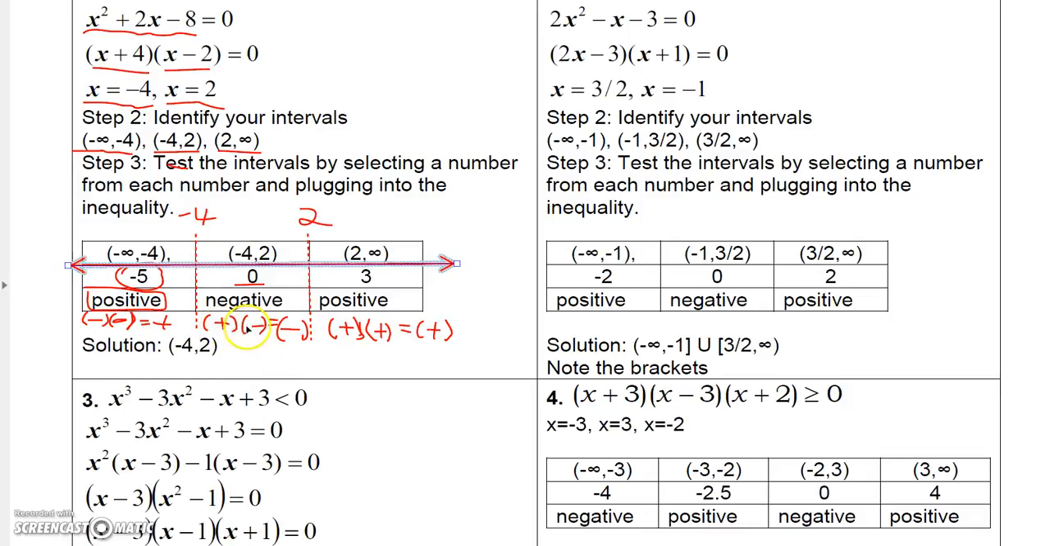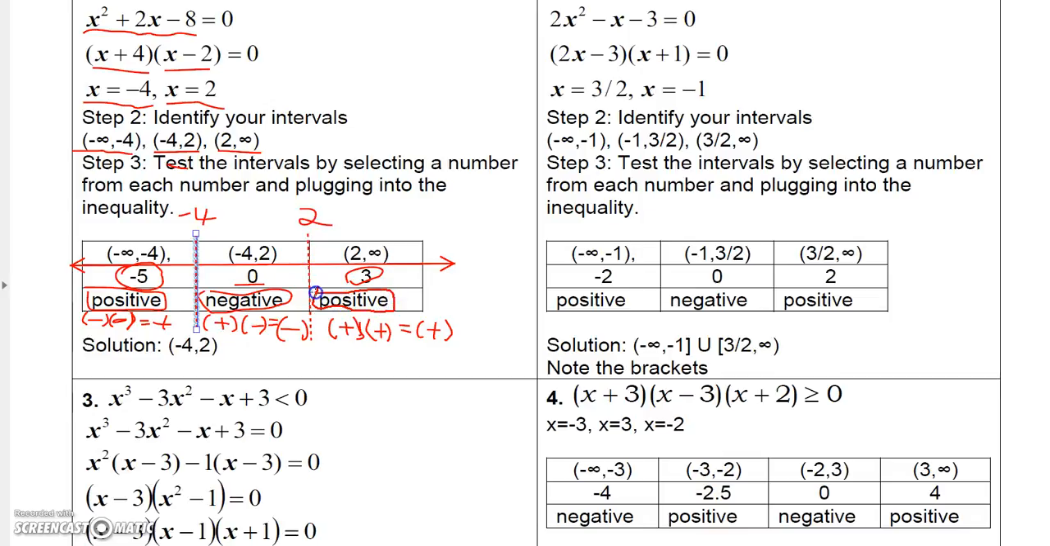And I know when I multiply those together, I'm going to get a negative. So that tells me that I'm going to get a negative if I plug any number in this interval into the expression. And then over here, I need a number greater than 2, so I'm just going to use 3. When I plug 3 into this, 3 plus 4 is positive, 3 minus 2 is positive, and a positive times a positive is a positive. So I know I'm going to get a positive.